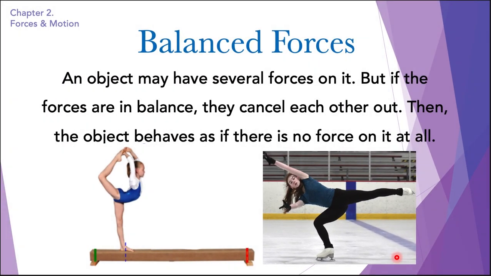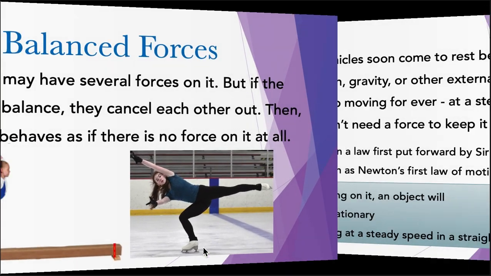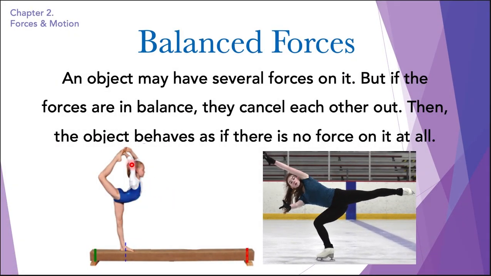Now let's look at some balanced forces. This law will come into them as well. So an object may have several forces on it, but if the forces are in balance, they cancel each other out. Then the object behaves as if there is no force on it at all. So as you can see, this gymnast has balanced herself on this beam nicely. Because she is balanced, there is no force acting on her at all. As Newton's first law states, if no external force is acting on it, an object will, if stationary, remain stationary. So this rule applies to her because as she is stationary, she will remain stationary in this position.